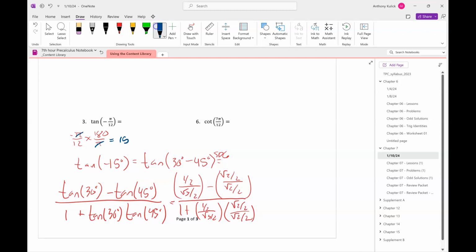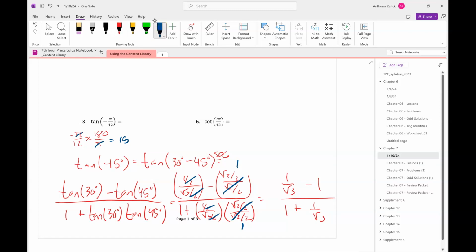Now I notice that root 2 over 2 divided by root 2 over 2 is just 1. And then these guys, the denominator of 2's, can cancel out because they're the same on the top and bottom. And if I multiply the two fractions in the bottom, 1 times 1 over root 3 is just 1 over root 3. Does that feel okay?